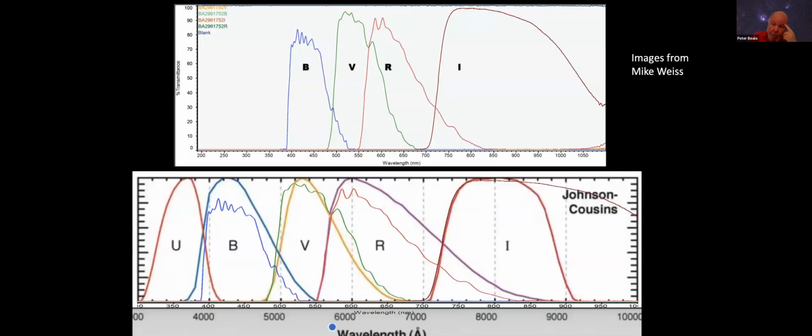And this is just to look at some work from Mike Weiss on evaluating filters, especially on the bottom. You can see the classical Johnson-Cousins filter profiles, and superimposed on that are some of the measurements that Mike had made of one of the newer thin film filters, sets of thin film filters that he evaluated. Next slide.